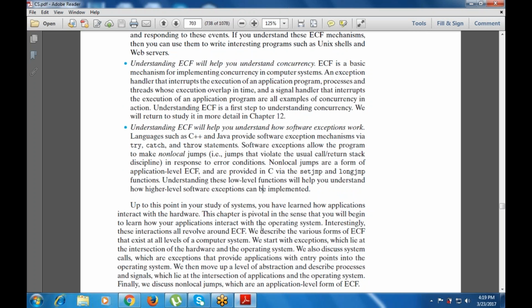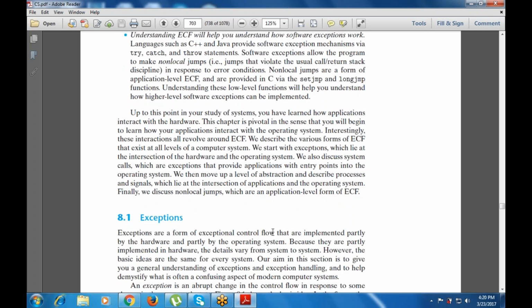Now, up to this point, we have studied how the application interacts with the hardware. Next is how the hardware interacts with the operating system, which is done with the ECF that exists at all levels of the computer system. It starts with the exception, which lies at the intersection of the hardware, software, and operating system, and is the entry point into the operating system.